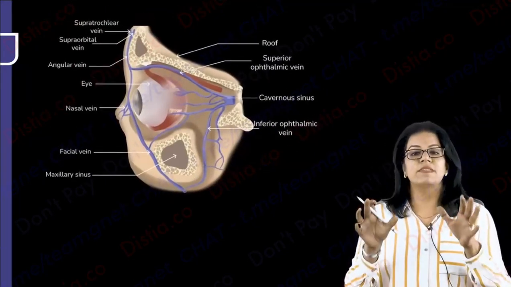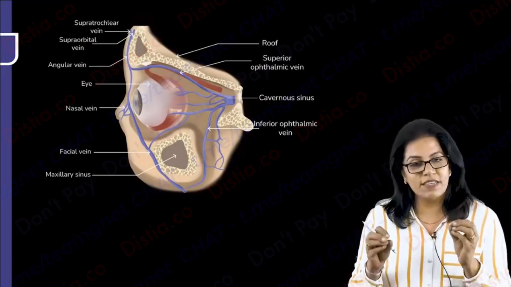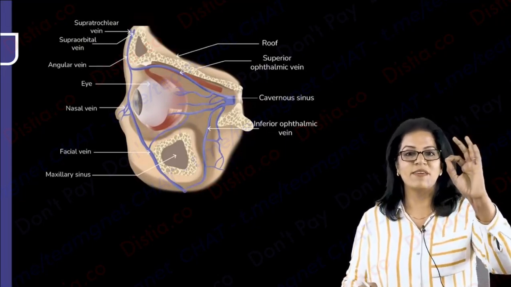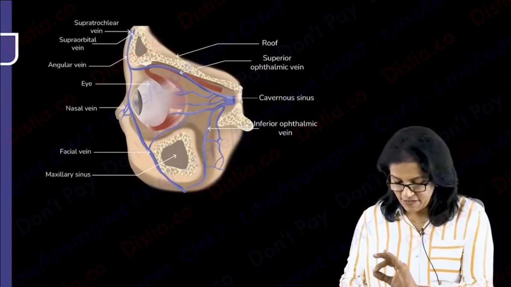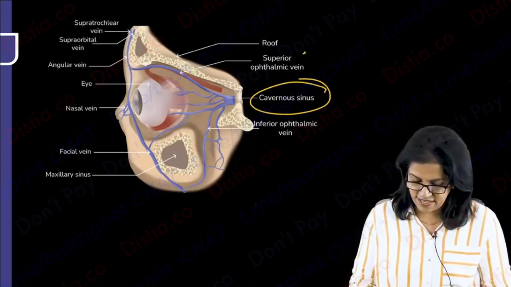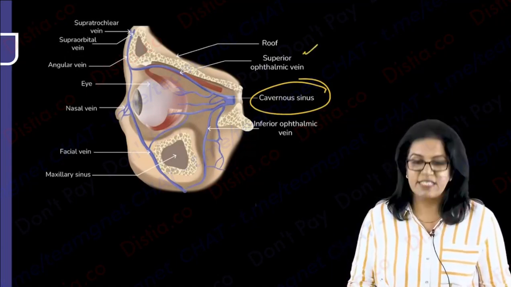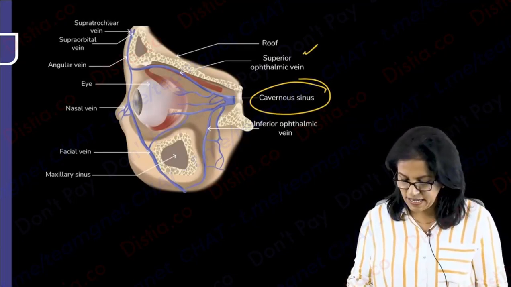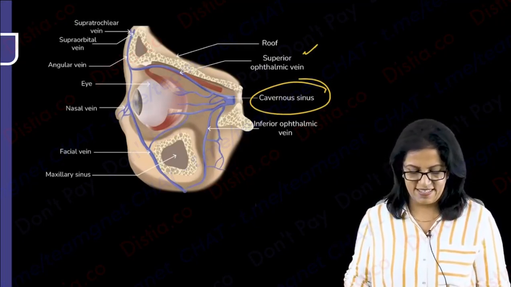What I want you to know from this slide, and learn with me here, is the superior ophthalmic vein and inferior ophthalmic vein, finally draining into the cavernous sinus. But this is enough. No details needed. So mainly it is drained by the superior ophthalmic and inferior ophthalmic veins into the cavernous sinus.